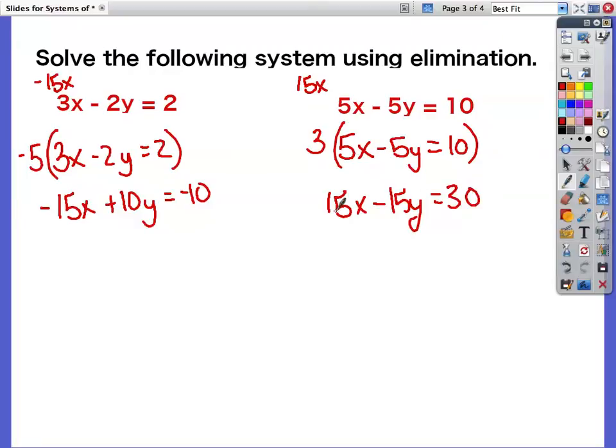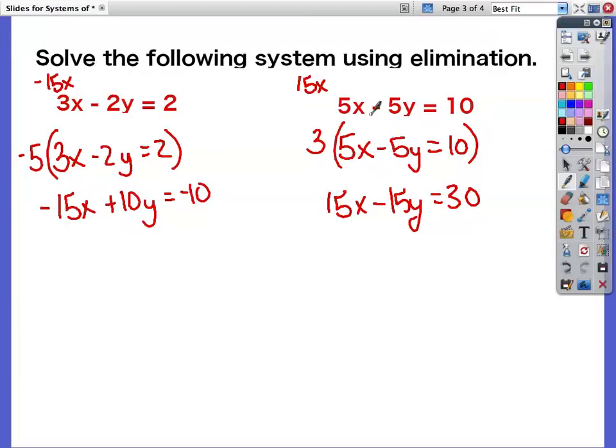So two things here to keep in mind. First off, the reason I chose this to become a negative 15x and this to become positive 15x is just for the sole benefit of when I add them together, they'll go away. I could have tried to make the y's go away, but I just chose to make the x go away.